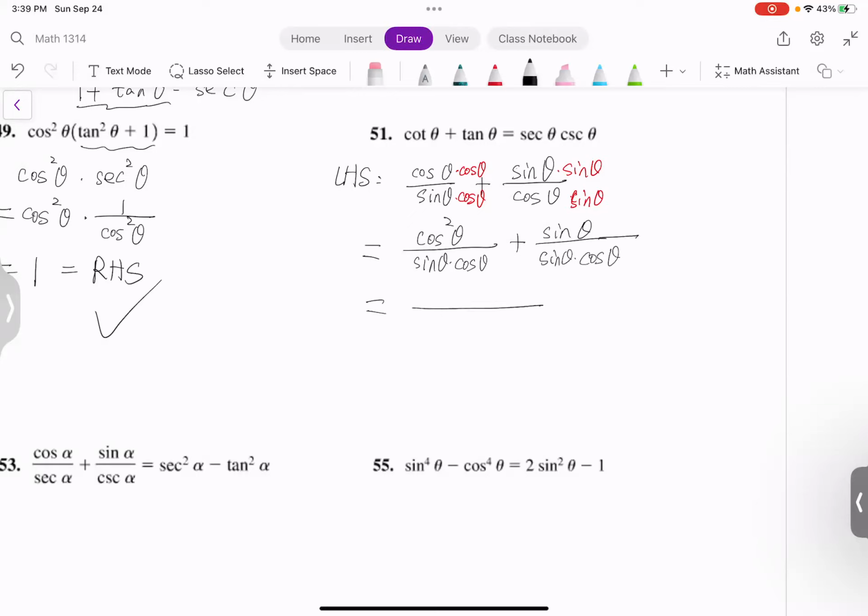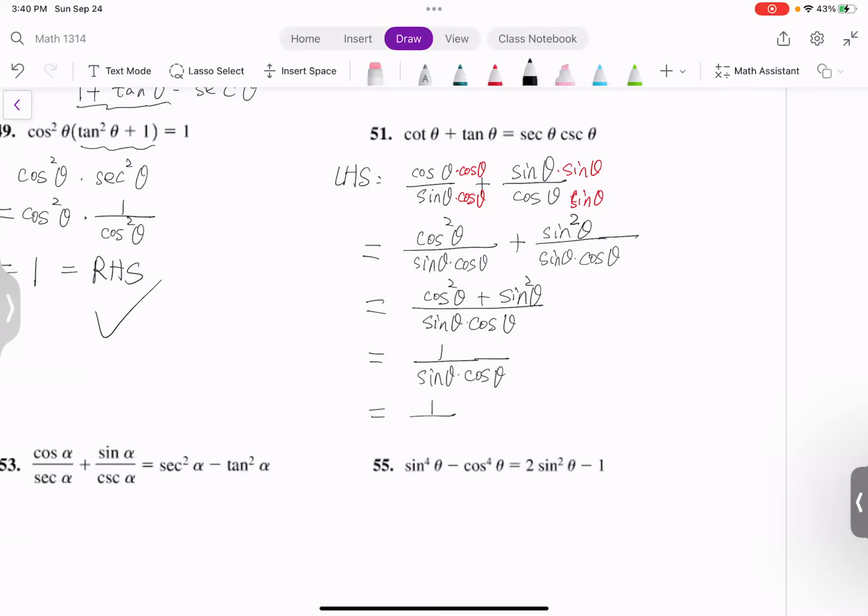And then combine them, because on my right-hand side, there is no addition. So get rid of the addition. The bottom is sine theta times cosine theta, and do not forget the squared. The top is cosine theta squared plus sine theta squared. What is the top? It is 1. So we have 1 divided by sine theta times cosine theta.